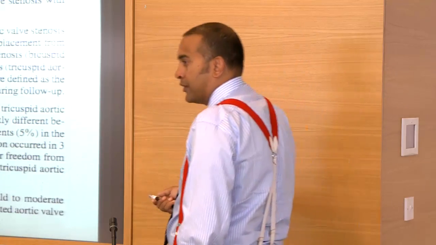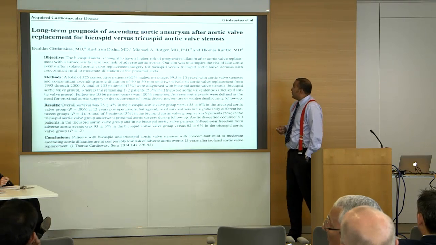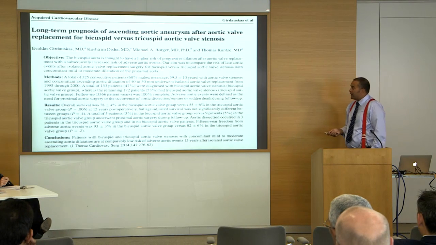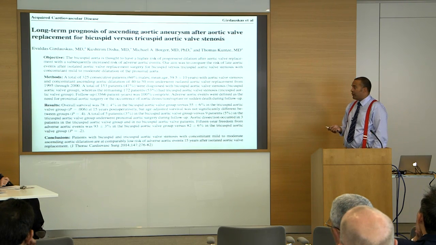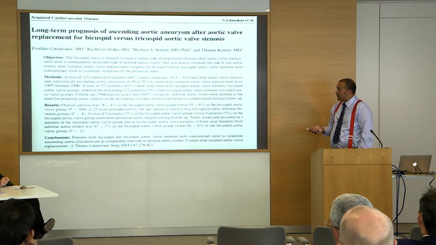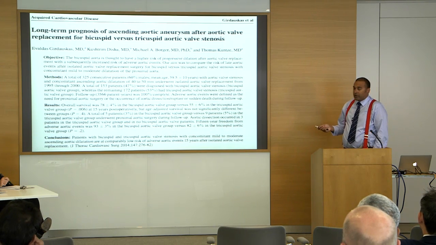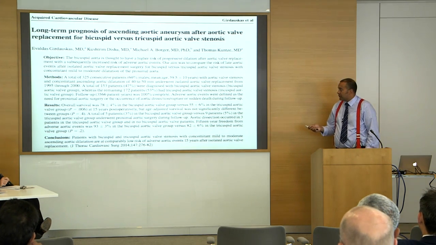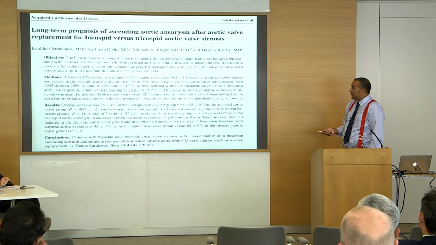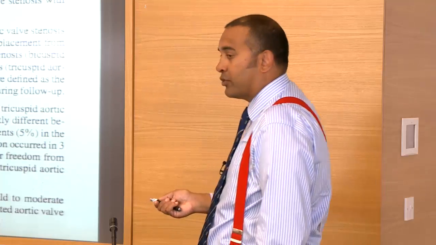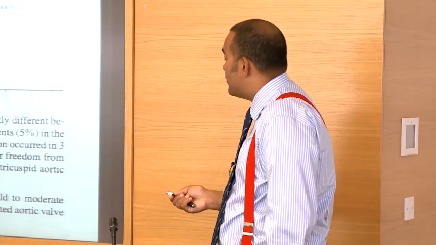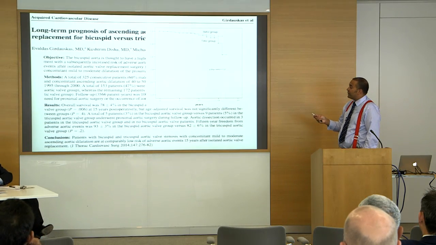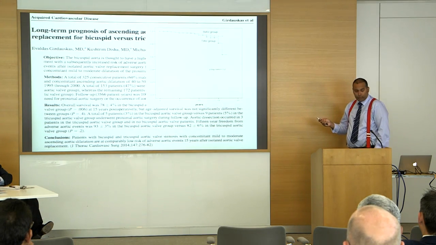But what happens if you do nothing? So this is some data from Michael Borger, where they looked at 325 patients who underwent aortic valve replacement with aortic valve stenosis and had ascending aortic dilatation at around 40 to 50 millimeters. Survival was slightly greater in the bicuspid group, but that's because they're a slightly younger age group. But freedom from aortic reintervention at 50 years was about 90% in that bicuspid group and 80-odd percent in the tricuspid group.